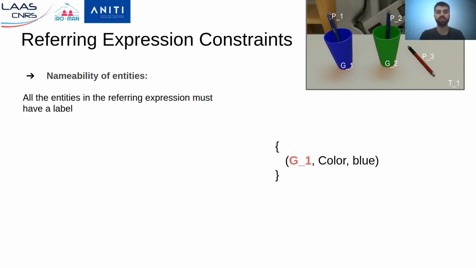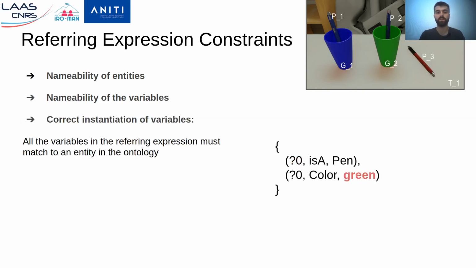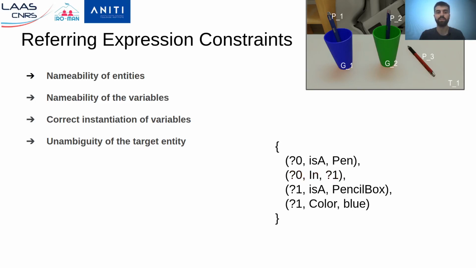To be directly used in the solution, an entity must have a label. Otherwise, the entity is represented by a variable that must be typed. Here, the variable 0 is not typed and thus could not be verbalized. Then, each variable in the referring expression must find a match in the ontology. Here, no green pen can be found. Finally, the variable representing the goal entity must have a unique match in the ontology. Here, both P1 and P2 can match the referring expression. Here is the final referring expression to designate P1, which can be verbalized as the blue pen which is in the blue pencil box.